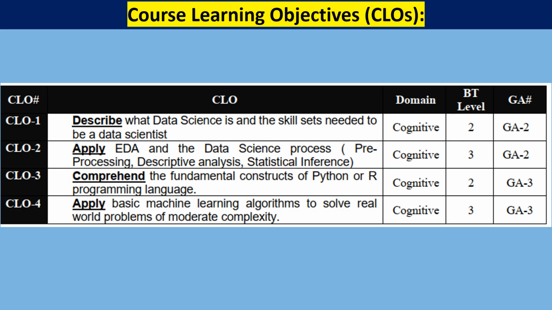These are our CLOs, and we have describe, apply, and then comprehend and apply. So we have four CLOs, all based on cognitive domains, and their levels are 2, 3, and then 2, 3, and they have graduate attributes 2 and 3, 3.